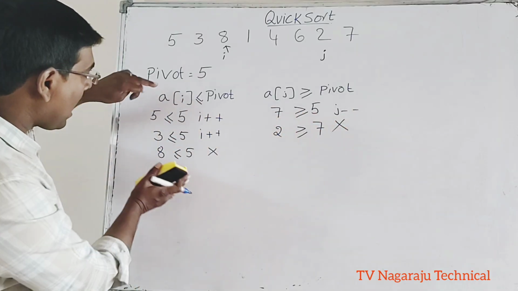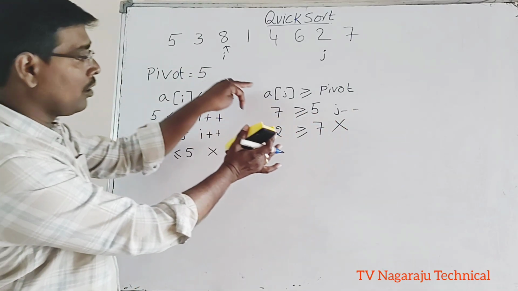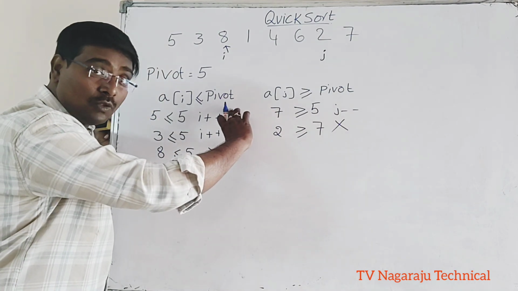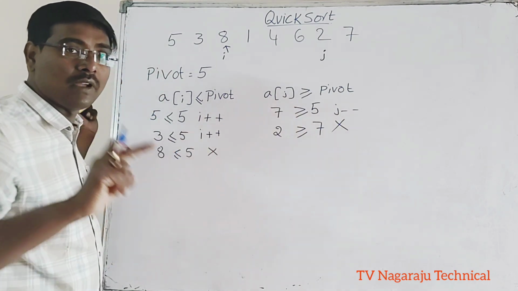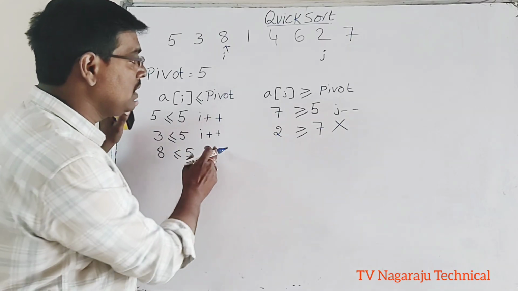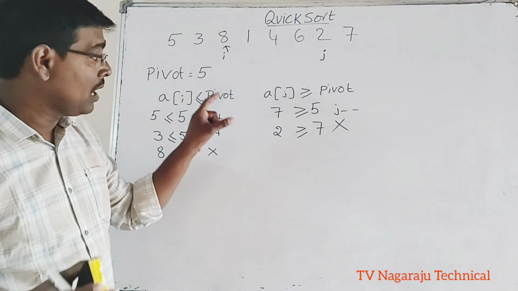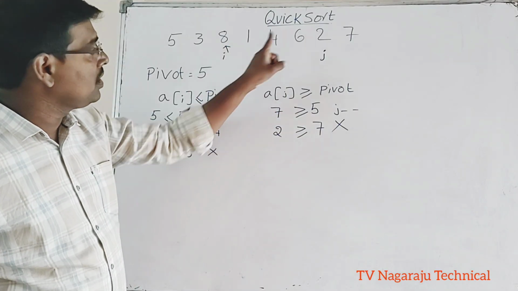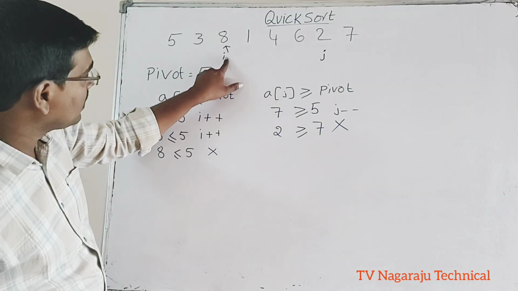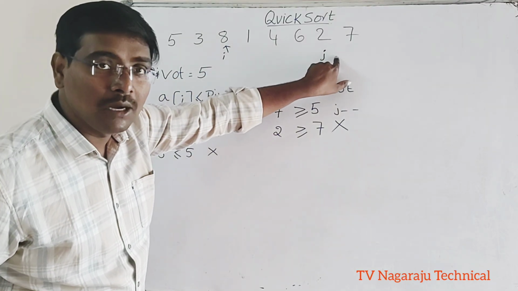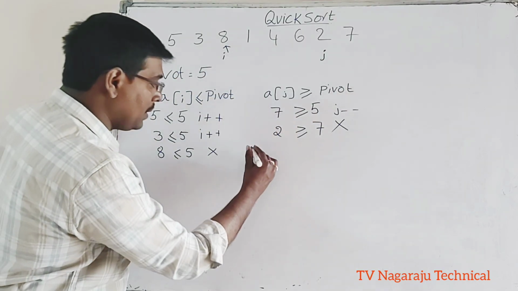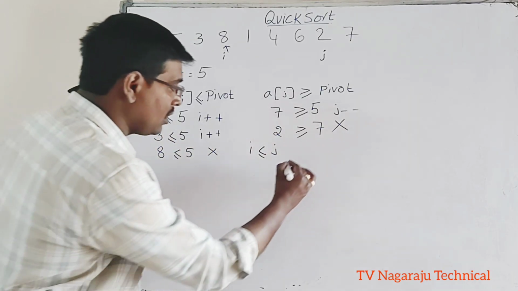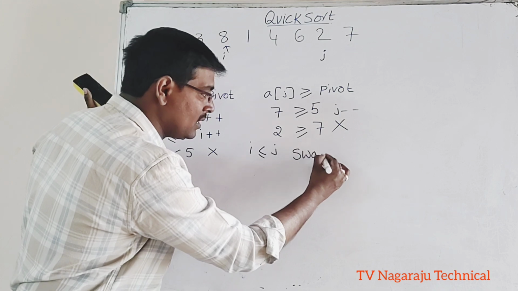Now observe, the i loop is completed followed by the j loop is completed. These are two loops. This is one while loop, this is another while loop. Until the condition fails, these loops are repeated. After completion of this, we are checking i less than or equal to j or not. Yes. This is the position of i and this is the position of j.